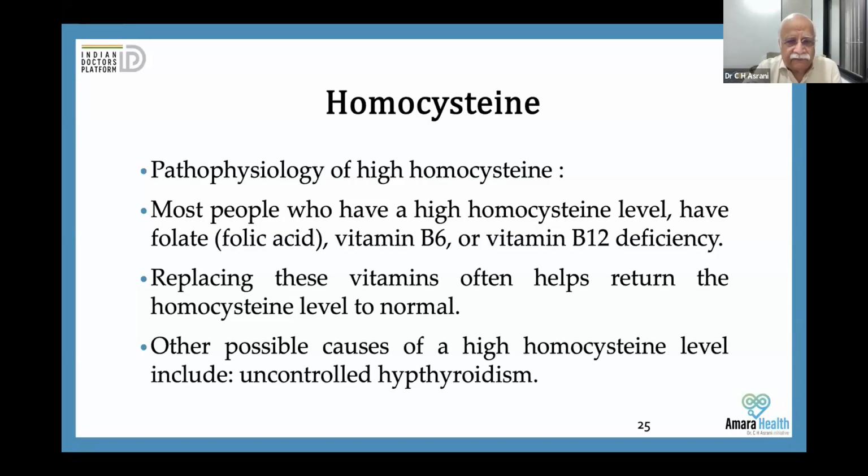Other possible causes of a high homocysteine level include uncontrolled hypothyroidism, TSH above 50, above 100. Check homocysteine, because with TSH above 50, above 100 despite treatment, I would recommend a lipid profile and an ECG immediately. I have now added homocysteine to that package.